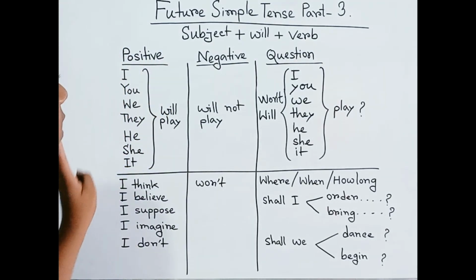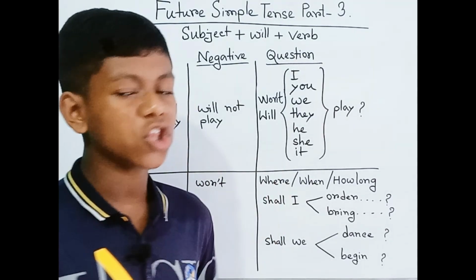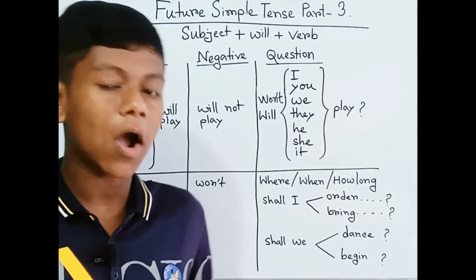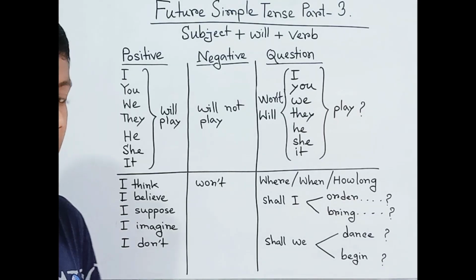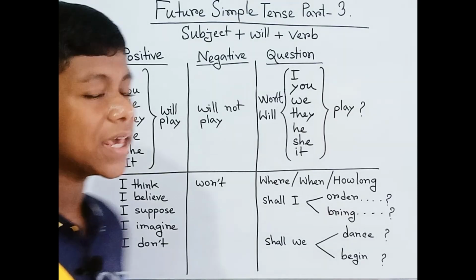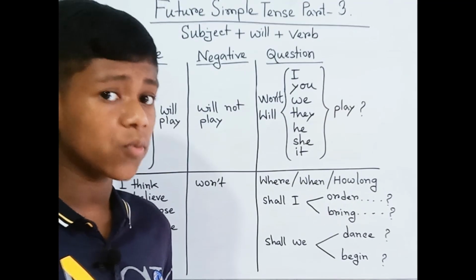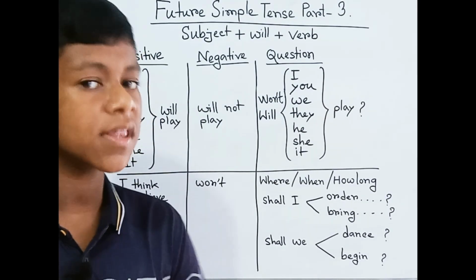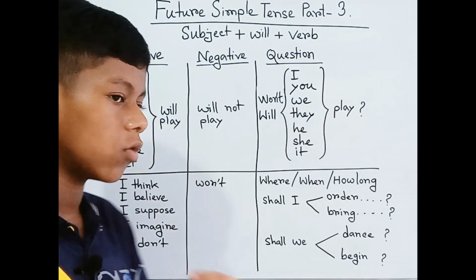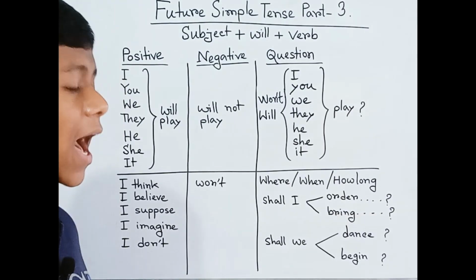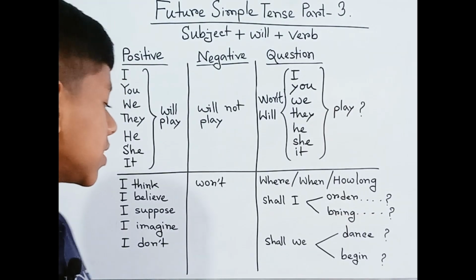So here we have already understood the positive, negative and question forms. Now our main task is to follow this. Here there are some expressions which we can use to make good sense. We can also use it with this: I think they will play. I think she will play. I think it will play.